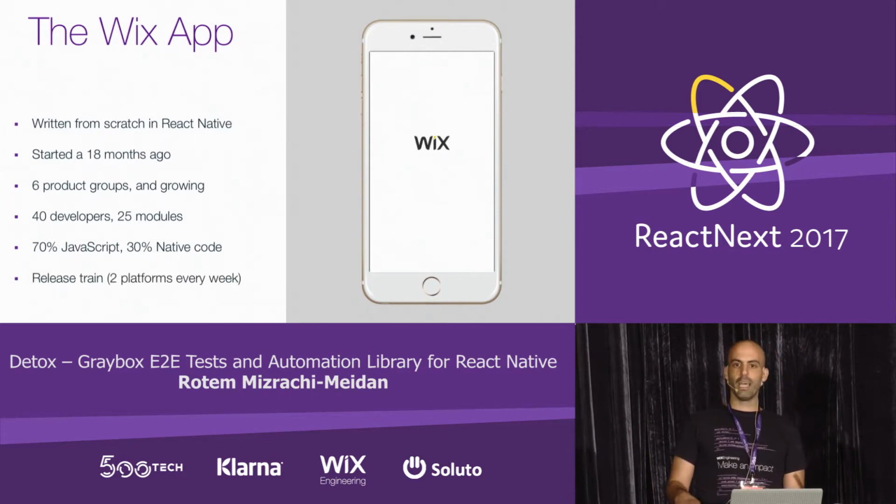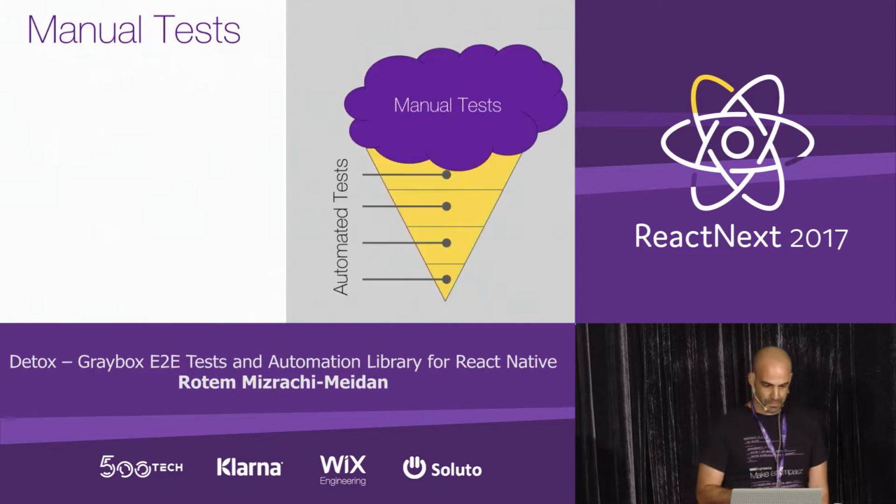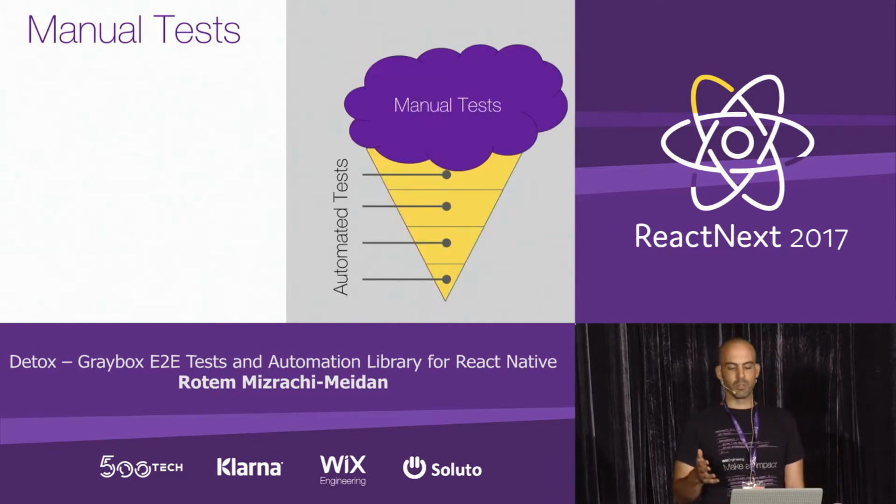Having Google Play and Apple App Store as our means of distribution, our releases are inherently not continuous deployments. So we have a release train, 2 platforms every week. But this distribution mechanism is not the real reason we don't do continuous deployment. The reason is we rely on manual testing a lot.